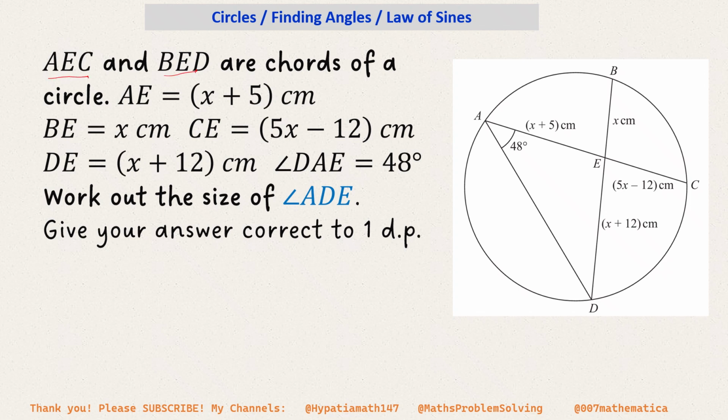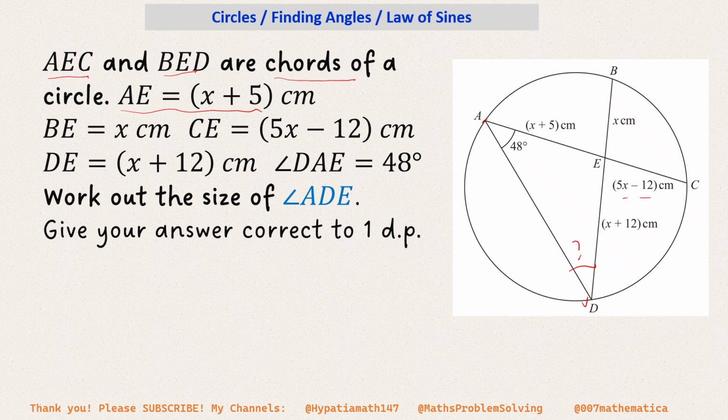AEC and BED are chords of a circle, and AE is x plus 5 centimeters. So it's this bit that's x plus 5. Then CE is this bit, so that's 5x minus 12 centimeters, and DE, which is this part, that's x plus 12 centimeters, and we've been given angle DAE is 48 degrees. We need to work out the size of angle ADE.